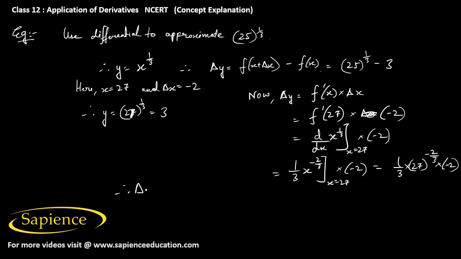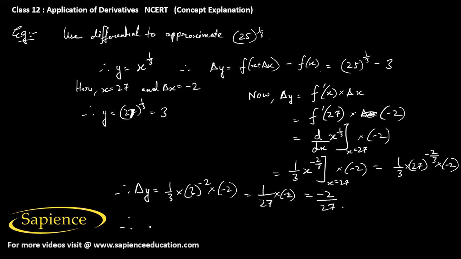So therefore delta y will come as 1 by 3 into 27 power 1 by 3, that is 3, so 3 power minus 2 into minus 2. So that is 3 power minus 2, that is 3 square is 9, so that is 1 by 9. So that is 1 by 3 nines are 27 into minus 2, that is minus 2 by 27.